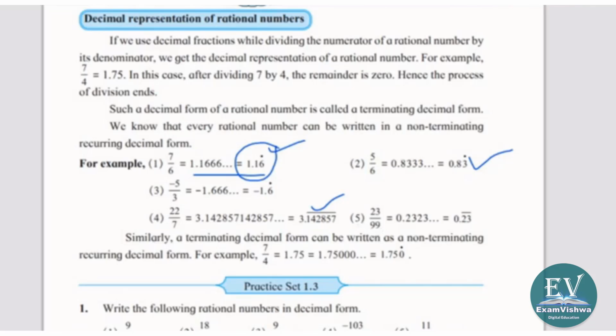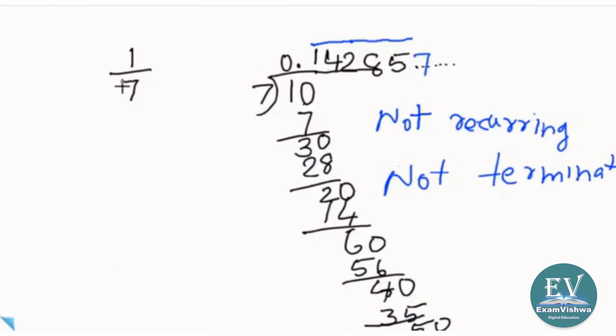But the other type of number, just now we saw this kind of number, 1/7, we call it irrational numbers. What is it? Irrational numbers. Then what are irrational numbers?